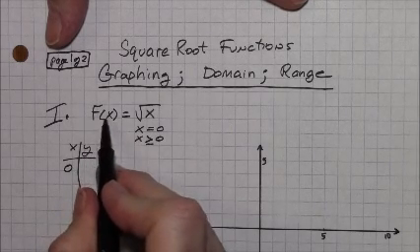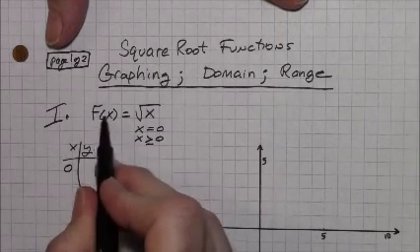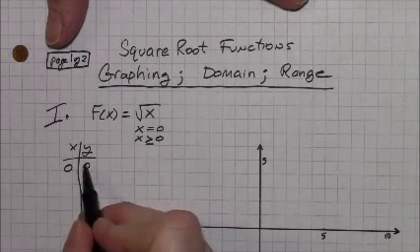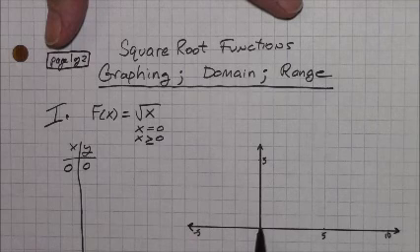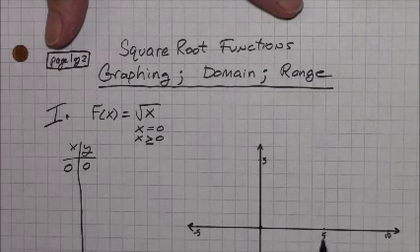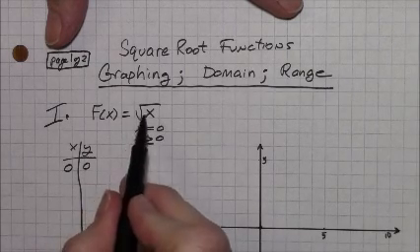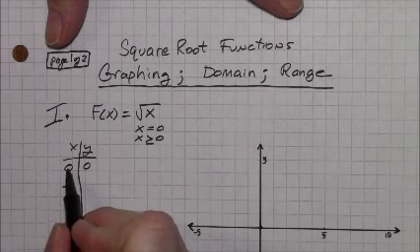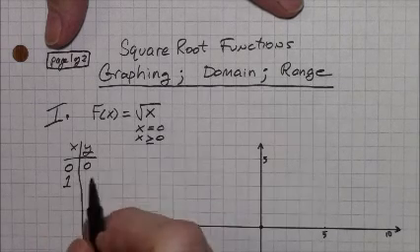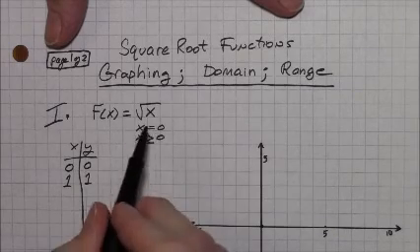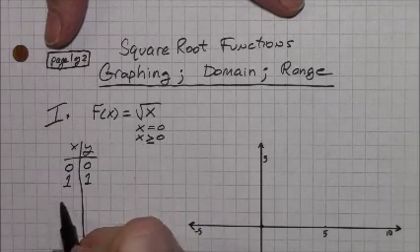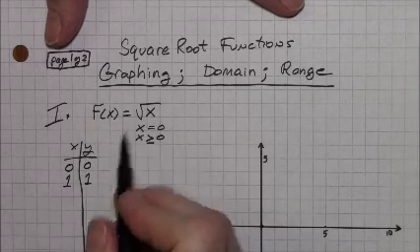Because the function of x, or the result of using the x, is going to be the y value, and that gives us 0. So over here on the graph, that's going to be our starting point. Our next one is we're going to put in the number 1, so we'll move up from 0. Square root of 1 is 1.